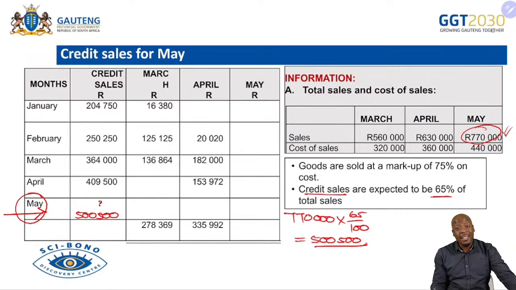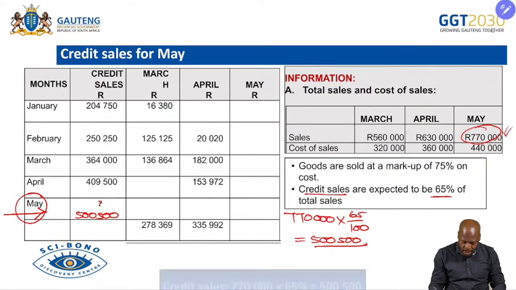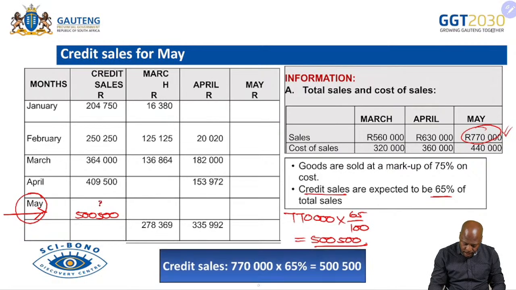This one was an easy thing. It was an easy question to answer. All right, there it is, properly done. There is my 770 as well as my 65%, which gives you 500. Okay, now I want us to go on. It is very important that you get to understand the debtors collection schedule.